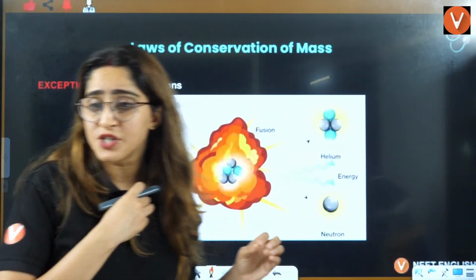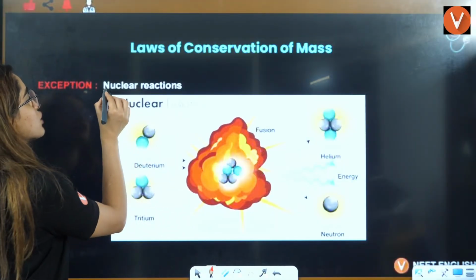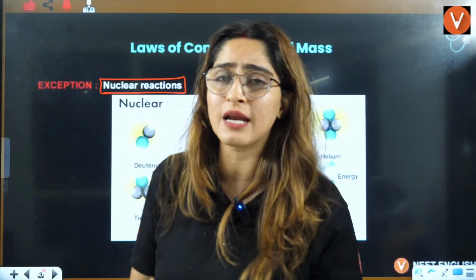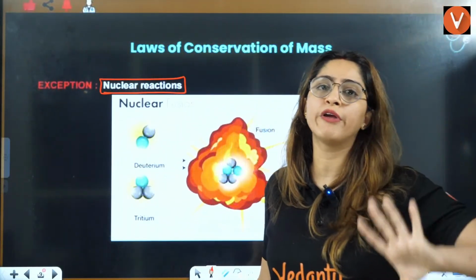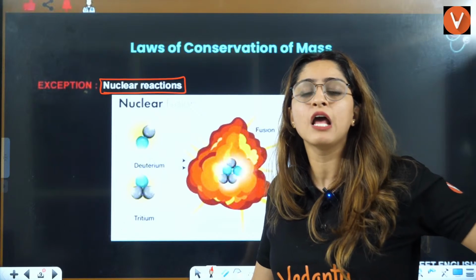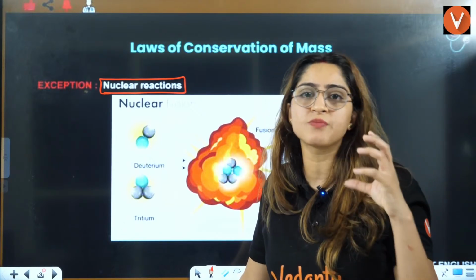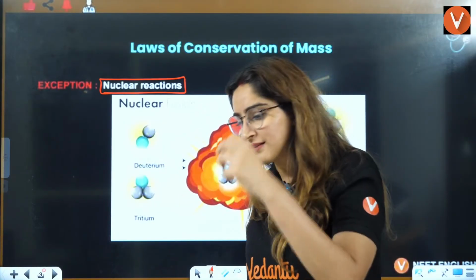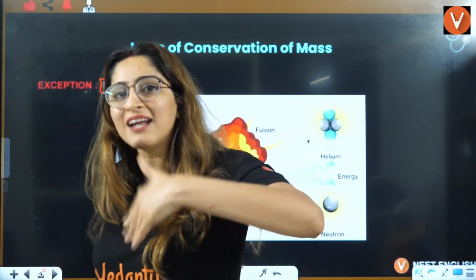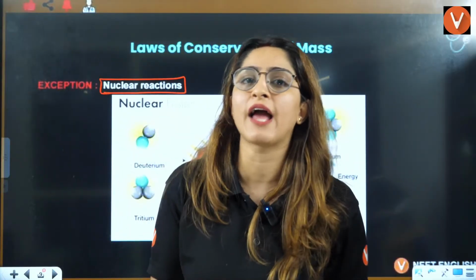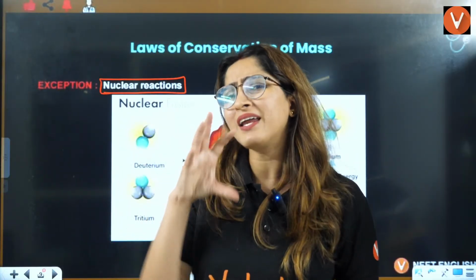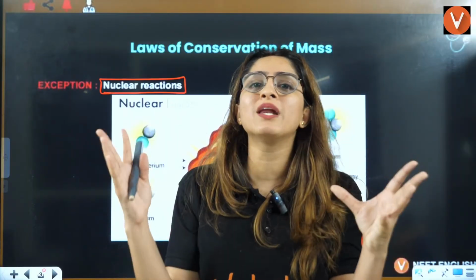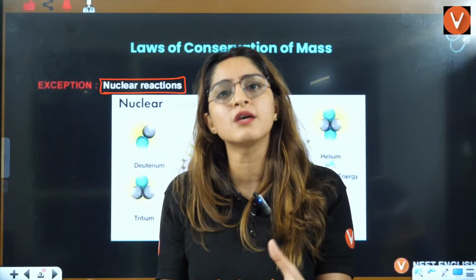So the exception, as you can see, students, is your nuclear reactions. In nuclear reactions, a large amount of heat is produced. Atomic bombs, right? In all these cases, a very large amount of heat is produced. In normal reactions, energy is not produced, or energy is very minimal. We can also ignore it. But in the case of nuclear reactions, the energy is so massive, right?